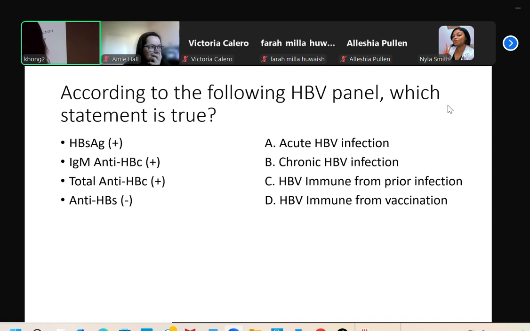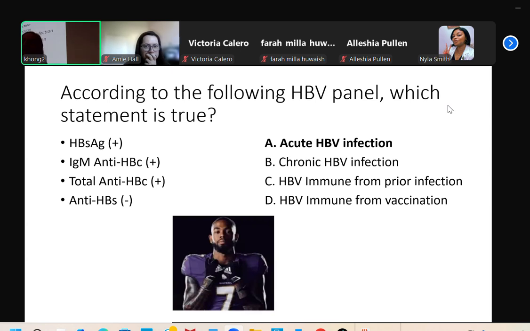In this case, we have positive total core antibody and positive core IgM antibody. Remember that IgM is the type of immunoglobulin that is formed early on in the immunity process. So the fact that the IgM is still around and circulating suggests that it was a recent or ongoing current infection. So A is the correct answer, right?